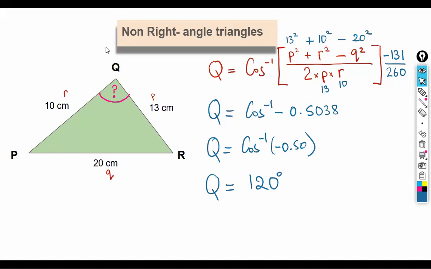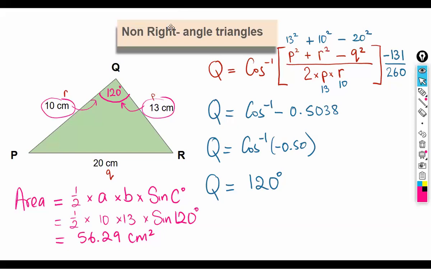So guys, you all can finish off the question now, right? The angle in between is 120. You have two sides. You choose the two correct sides. You have two sides, and the angle in between those two sides is 120. You can find the area of that triangle now. The answer there for the area is 56.29 centimeters squared.